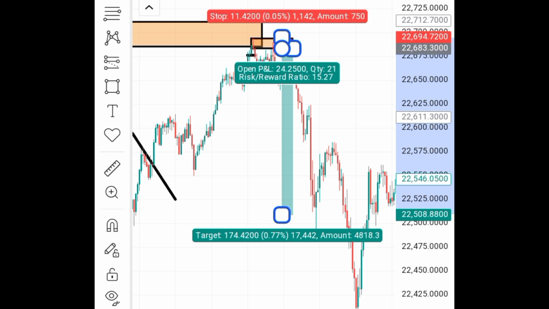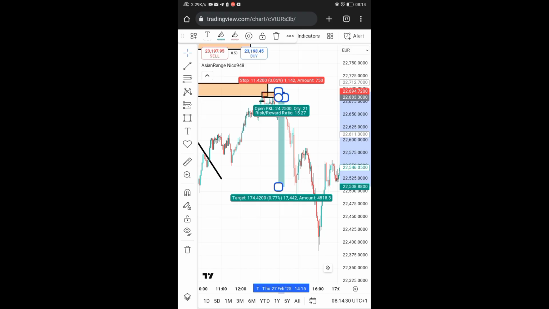So this is how you can trade your London and New York sessions using Asia range liquidity grab, following up with the bigger time frame like H1. This is how you can implement this strategy step by step for it to work out to your advantage.